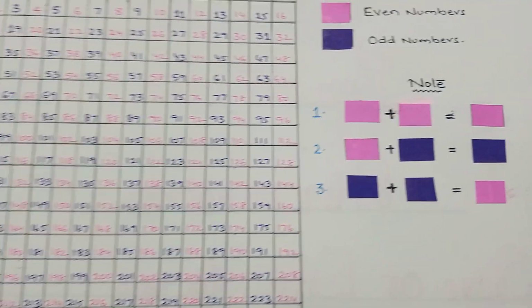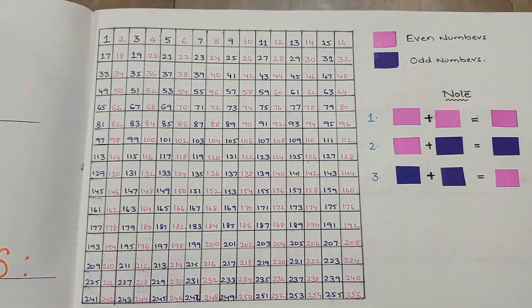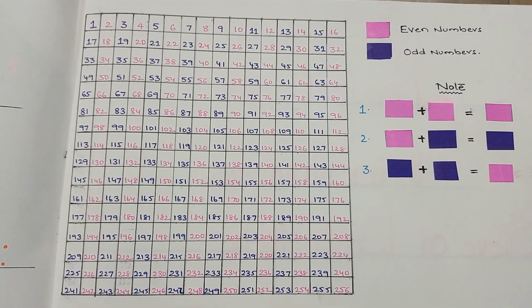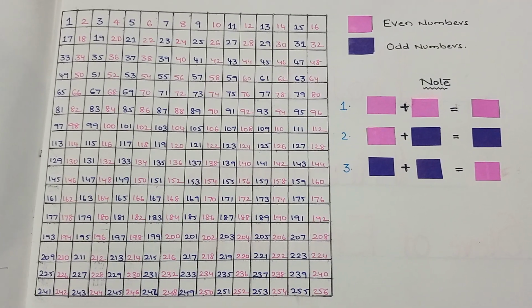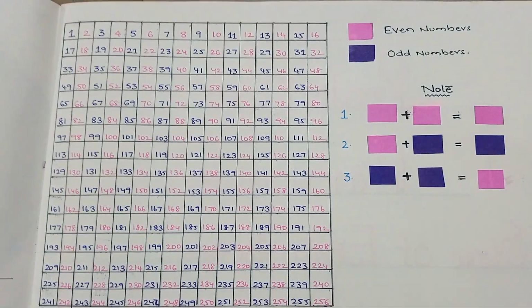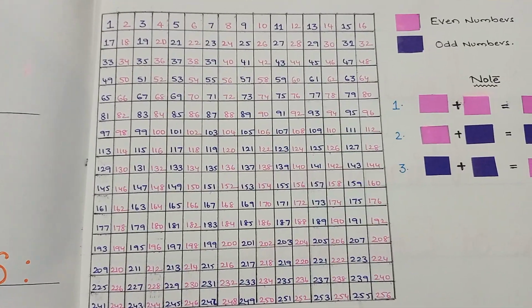Okay, so I hope you understand this project. This is a very simple project, and the even and odd properties also. I hope everyone understands these properties. So I hope you understand this project also.